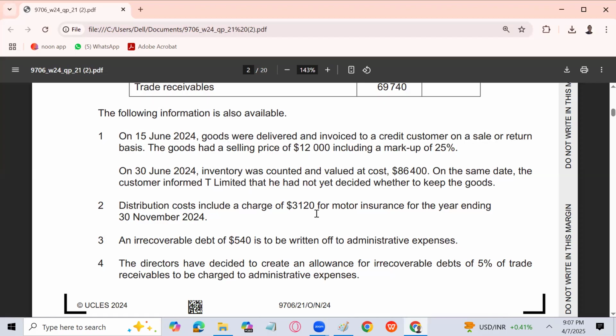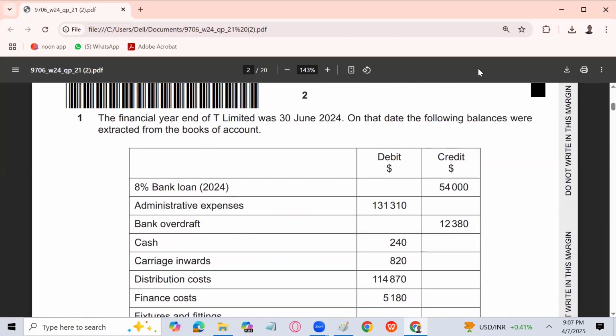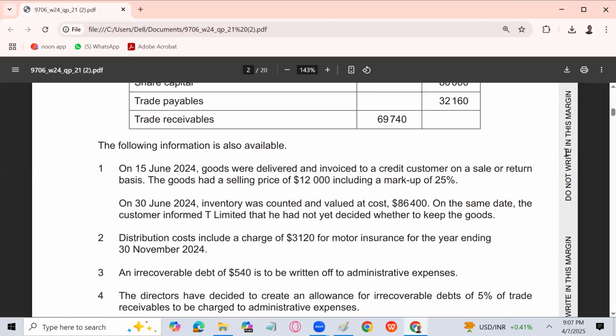Distribution costs included a charge of 3,120 for motor insurance for the year ending 30th November 2024. So that is going to be the prepaid, because our financial year ends on which date? On 30th June 2024. Right? And distribution costs include a charge of 3,120 for motor insurance for the year ending 30th November 2024. So June, July, August, September, October, November. Because 30th June is our financial year end, but after 30th June, whatever motor insurance is paid, that is prepaid.